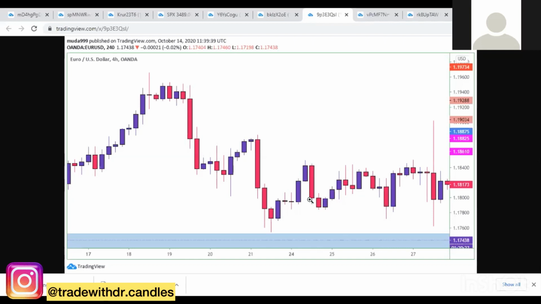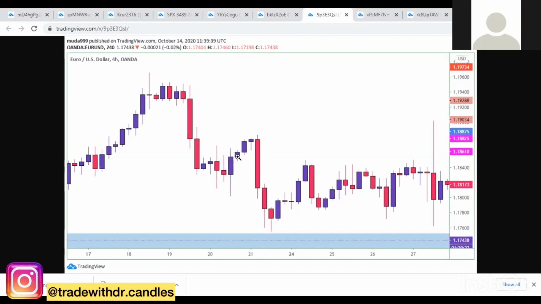The same thing happened here. Here, after this huge move, it created a wick. So the next candlestick has the potential of filling the first wick. So you can take advantage and then buy.